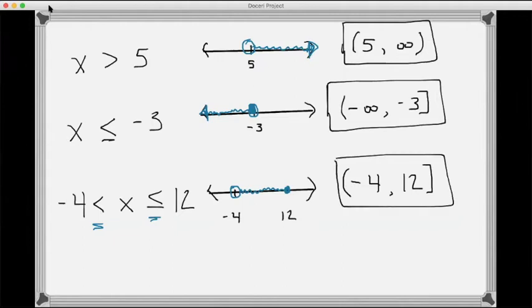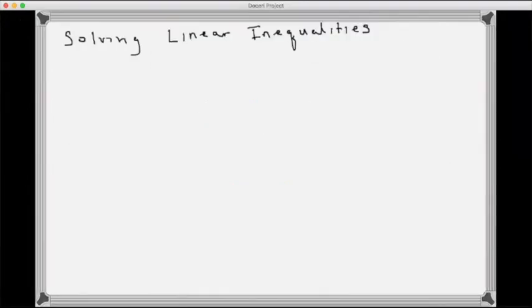So note that with your intervals, we're either going to have a number or you're going to have infinity or negative infinity. We don't put the variables in interval notation, all right? It's only endpoints. All right, now let's move on to solving inequalities. So when we're solving linear inequalities, there's really not a lot of difference between this and equations.